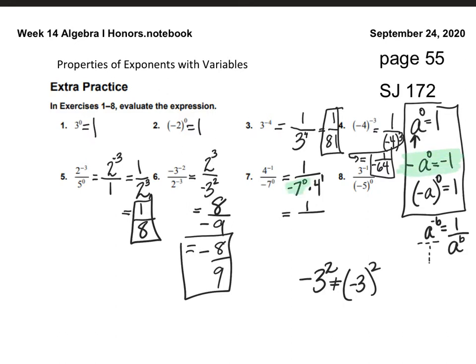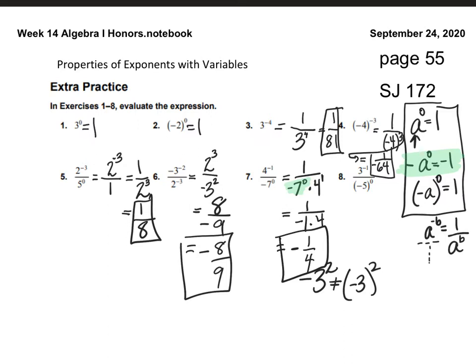So instead of positive 1, 7 to the 0 power is 1. And then the opposite of 1 is negative 1, times 4 to the first power is 4. And so I would get negative 1/4 for my answer for number 7.